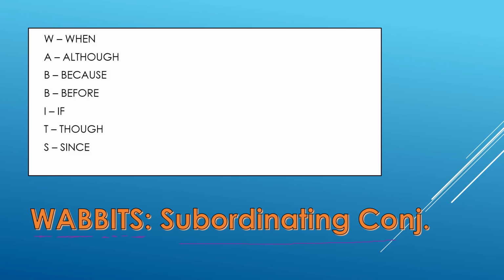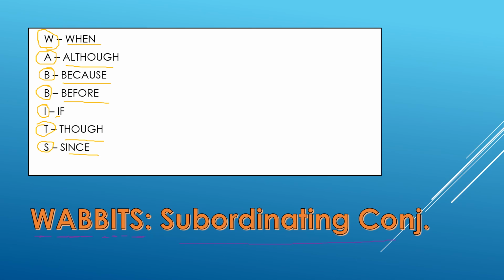Okay, my teacher said use a subordinating conjunction. I can't remember what they are. Then try the Wabbits. So Wabbits is a mnemonic device. The W stands for when. The A stands for although. The first B stands for because. The second B stands for before. I stands for if. T stands for though. And S stands for since.